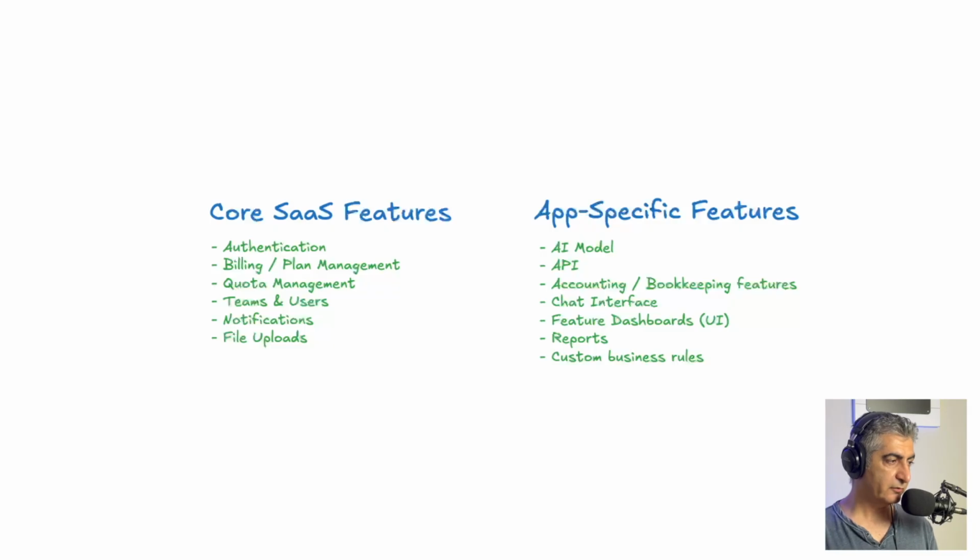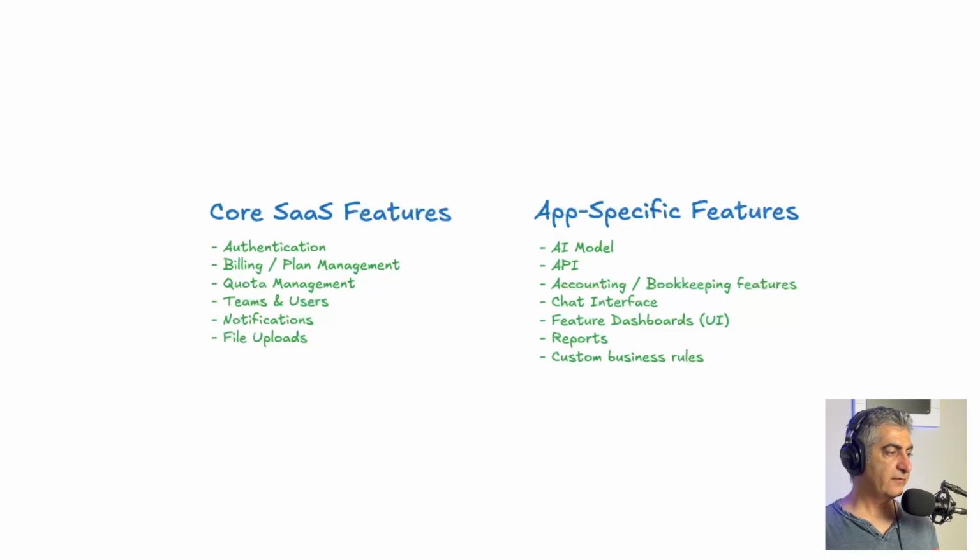And then all of the authentication, billing, and plan management, quota management, those are usually kind of hidden in the settings screens or the user settings or profile screens. In application specific features, you have custom reports or business rules or business logic, things that are related to helping your customers solve the problem that you're trying to help them solve. So the core features are things that are common across most SaaS apps, and the application specific features are things that are unique to your app.